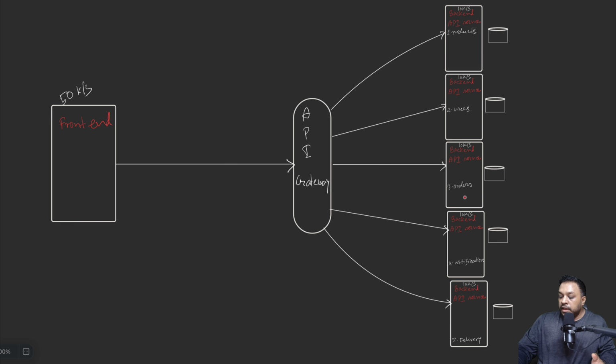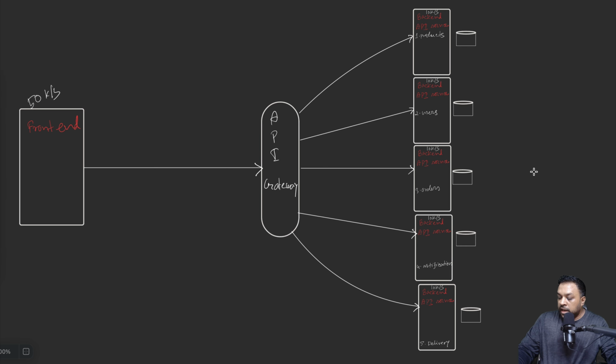Okay, why? See, if the user wants to order, what will the user order? The user will definitely order products. So sometimes this product service and this order service need to communicate with each other. They need to talk to each other. Or maybe the user service and the order service need to communicate with each other. So for that we need some sort of communication system among them.